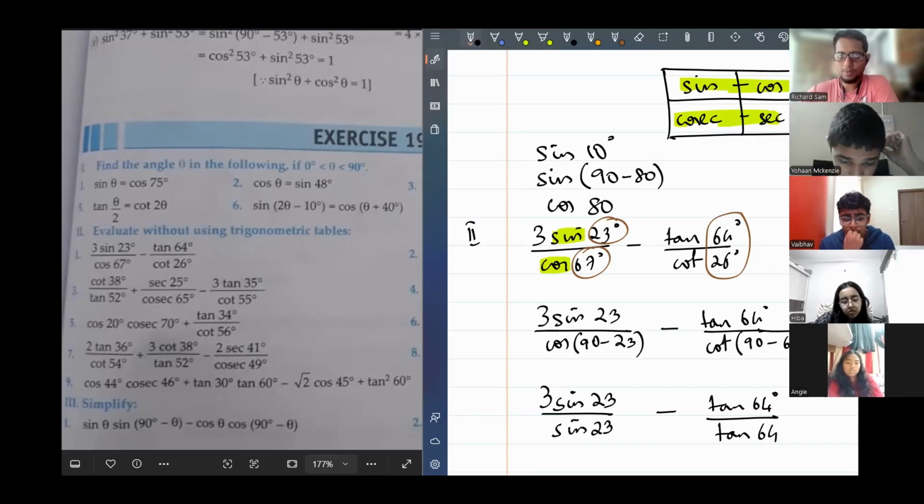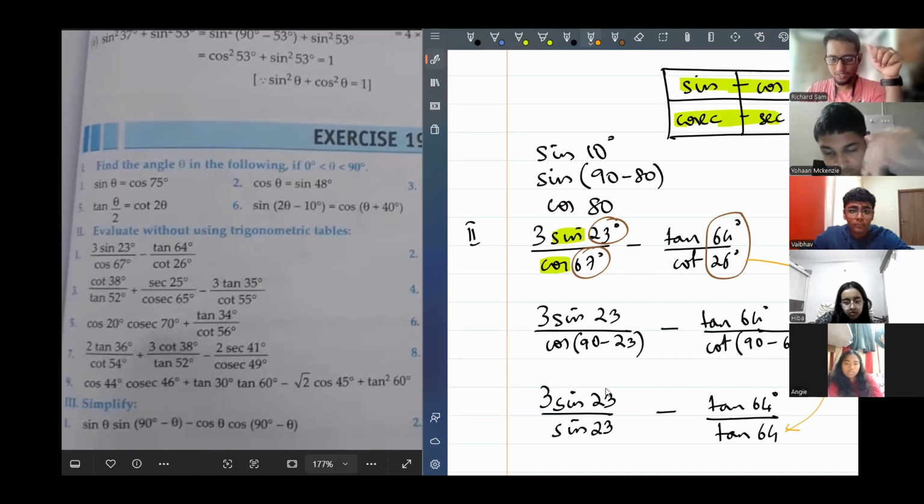Do you all understand this step? What we did? First, cot 26 is written as cot 90 minus 64. We have not changed the cot. We have left it as it is. Only 26 was written as 90 minus 64. In the next step, we have applied the complementary angle formula. That is, cot 90 minus 64 is written as tan 64. Right? Cot and tan are related. Is everyone clear with this step?